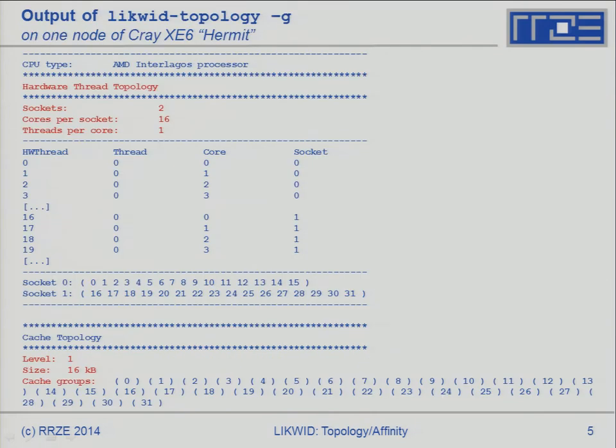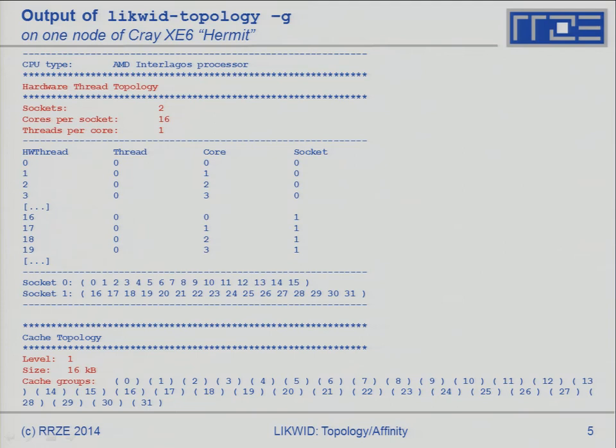Okay, likwid-topology. Here's an output of likwid-topology as we get it on a Cray XE6. This is Hermit in Stuttgart. I think there was an XE6 here before. You see the CPU type is printed. It's an AMD Interlagos processor. Each node has 2 sockets, 16 cores per socket, and 1 thread per core. So we see immediately there's no hyperthreading enabled because AMD doesn't support that. And then there's a table of hardware threads going from 0 to the highest hardware thread ID you get, in this case 32.